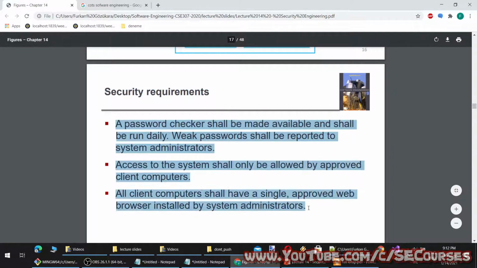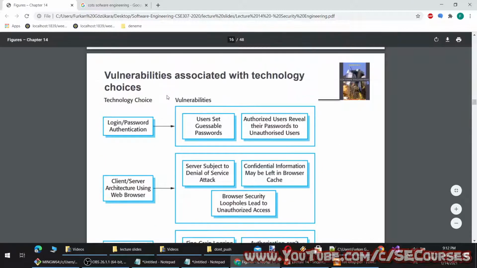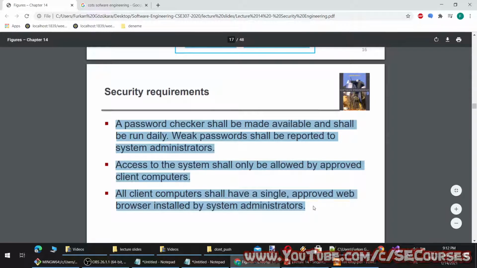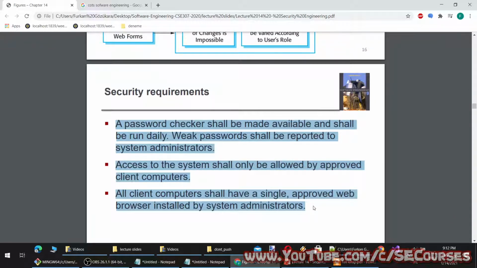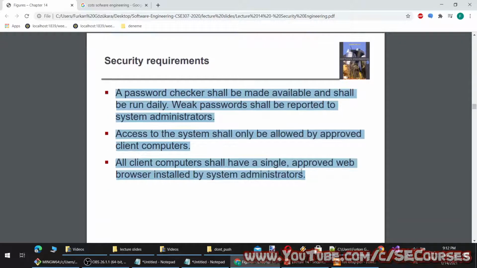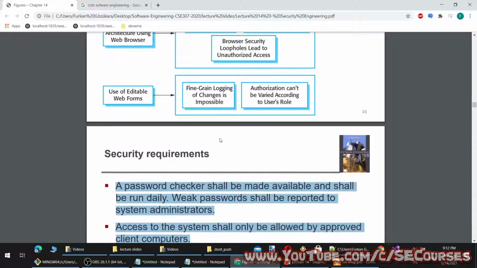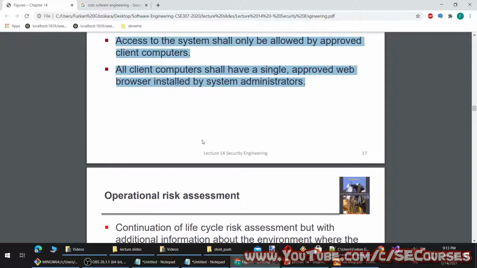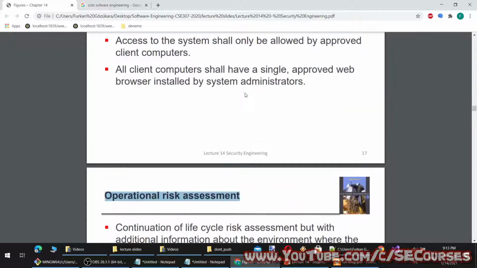Security requirements. These are the security requirements of commercial off-the-shelf systems. A password checker shall be made available and shall be run daily. Weak passwords shall be reported to system administrators. Access to the system shall only be allowed by approved client computers. All client computers shall have a single, approved web browser installed by system administrators. By the way, the client here means the employers using the mental health care management system, not the patients themselves.